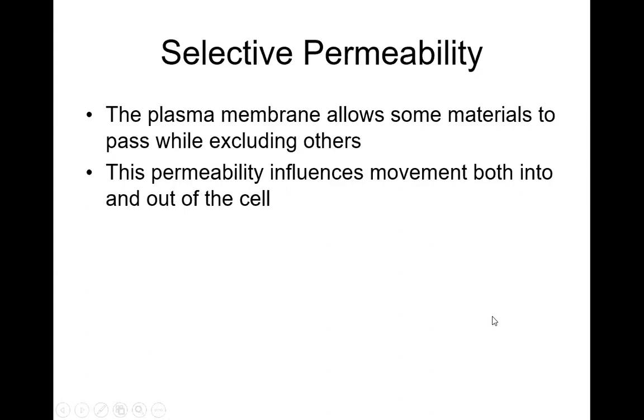As I said, the cells are going to be picky. They're going to restrict movement. Things that are fat soluble come across very easily. Things that are water soluble have a hard time. That's why we have to have channels and things like that. We say that the cell membrane is selectively permeable as to what it allows to come into the cell and what it allows to leave the cell.